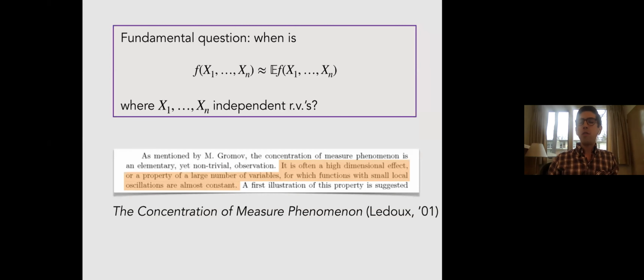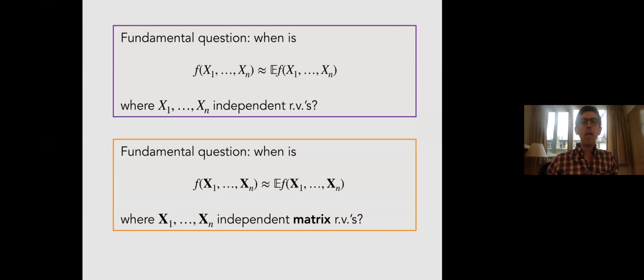So one strand that has arisen over the past 20 years or so has been to ask, to what extent can analogous questions be answered for functions of independent random matrices? These two questions look superficially similar, but it turns out that there's a real gulf in our understanding between what we know for the scalar case and what we understand for the matrix case.